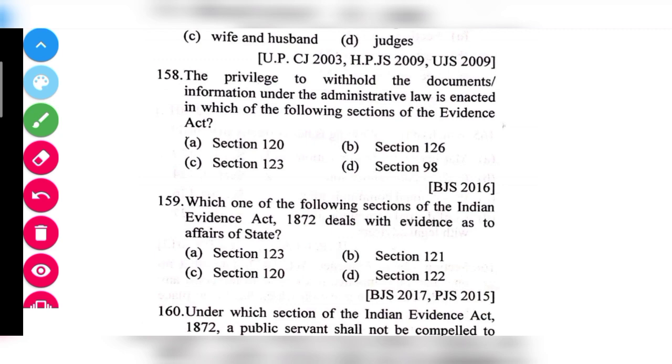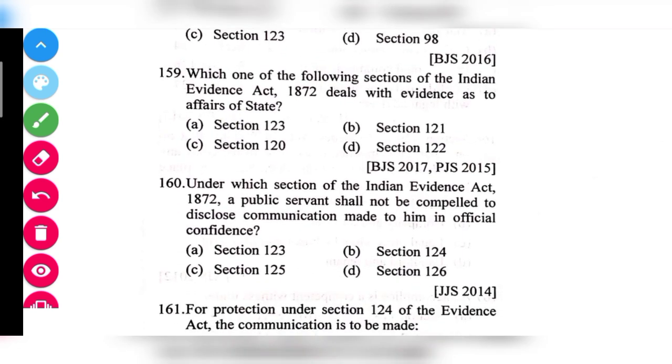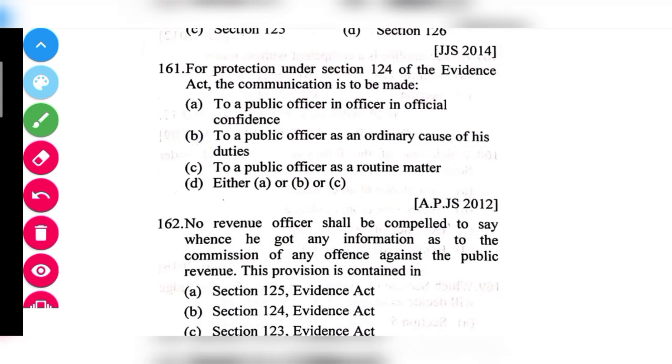Which one of the following sections of the Indian Evidence Act 1872 deals with evidence as to affairs of state? Answer A. 160 Under which section of the Indian Evidence Act 1872 a public servant shall not be compelled to disclose communication made to him in official confidence? Answer B. 161 For protection under section 124 of the Evidence Act, that communication is to be made? Answer A.